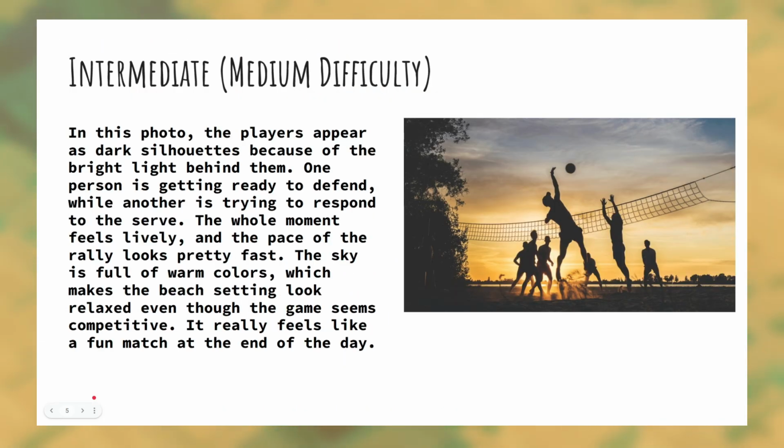Now let's move on to an intermediate description. In this photo, the players appear as dark silhouettes because of the bright light behind them. One person is getting ready to defend, while another is trying to respond to the serve.